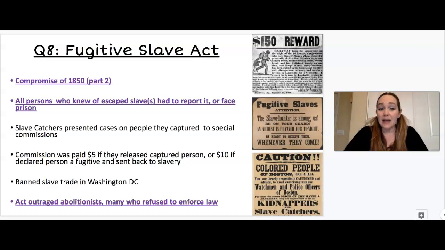Okay. Another part of the Compromise of 1850 is that they banned the slave trade in the nation's capital.